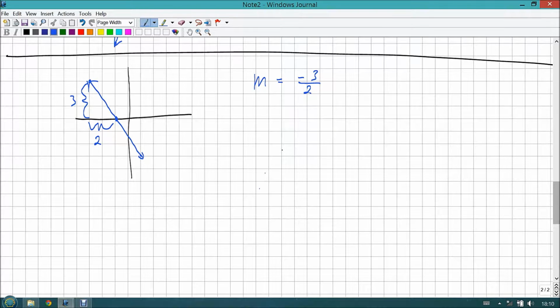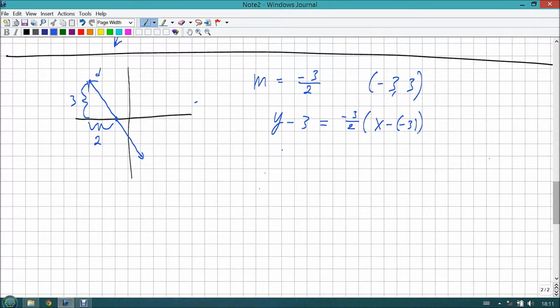And then we could use any point on the graph that we want. We could use this point up here, which is at negative 1, negative 2, negative 3, and then 1, 2, 3. So we can use the point negative 3, comma, 3. And then in point slope form, we'd have y minus our y value, 3, is equal to our slope, negative 3/2, times x minus our x value, negative 3.